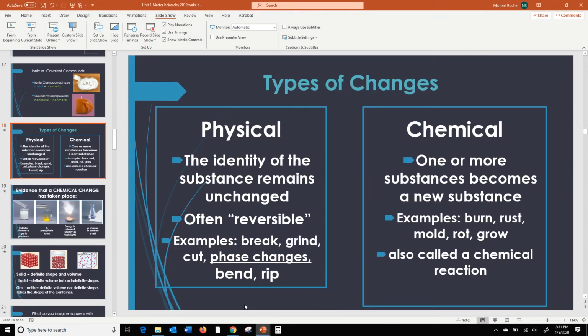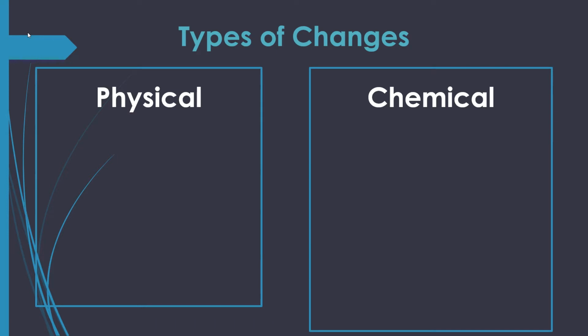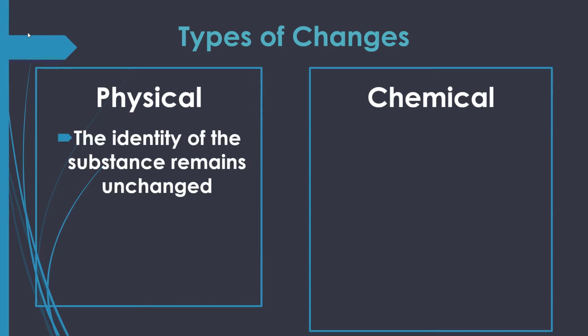All right, so let's talk about types of changes. So there's two types of changes, physical and chemical. Physical changes are when the identity of the substance remains unchanged.